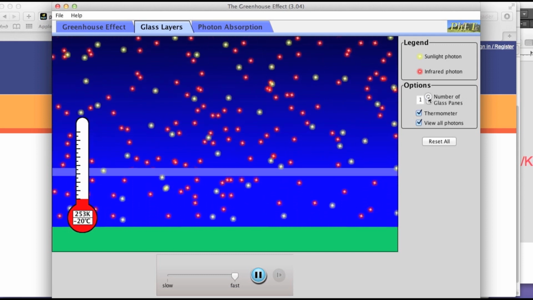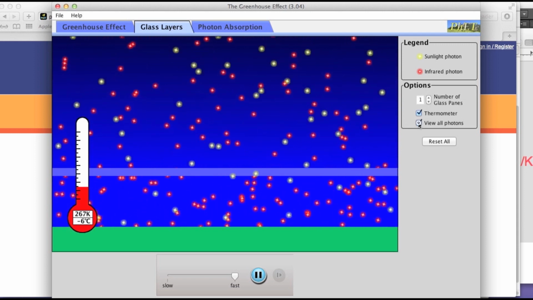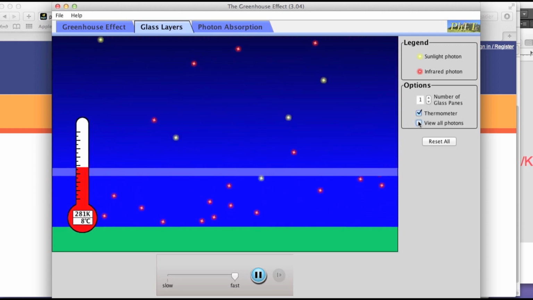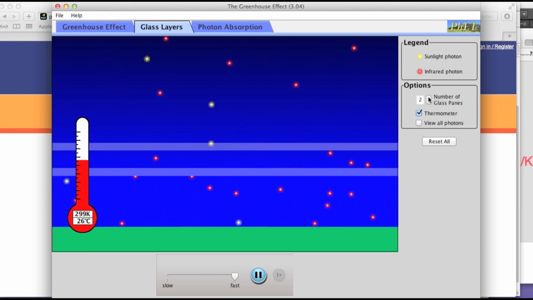Put in one pane of glass and you start to get a moderate effect. Maybe we shouldn't view all photons. It's easier to see that we're starting to let some of those infrared photons through, but not all of them. Some of them get absorbed, bounce back down towards the surface, and now the surface temperature is starting to go up from that 255 Kelvin to near 300 Kelvin, or 25 degrees Celsius. We can put in another pane of glass. Okay, the temperature is going to go up again, but not as much.